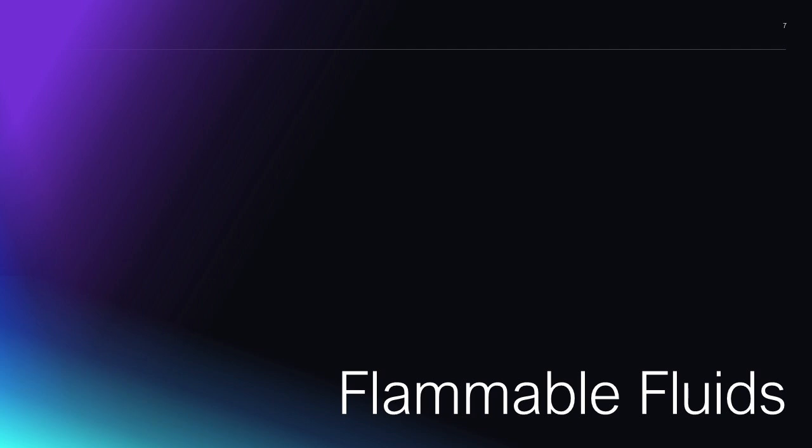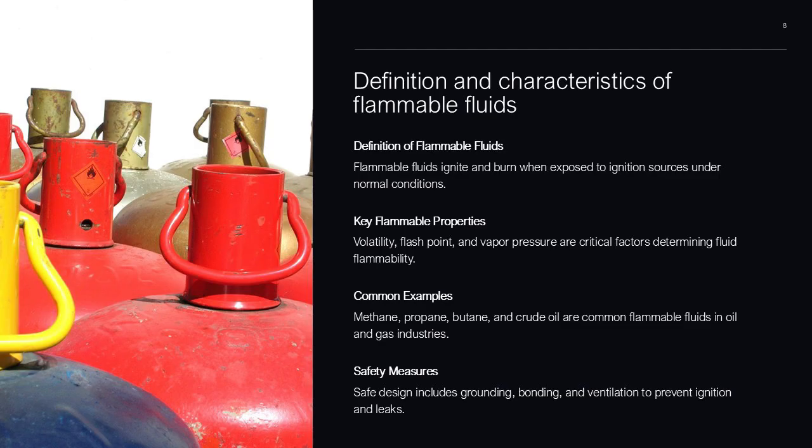Common flammable fluids in oil and gas. Flammable fluids are substances that can ignite and burn when exposed to an ignition source under normal operating conditions. Their volatility, flash point, and vapor pressure determine their flammability. Common examples in oil and gas include methane, propane, butane, and crude oil.